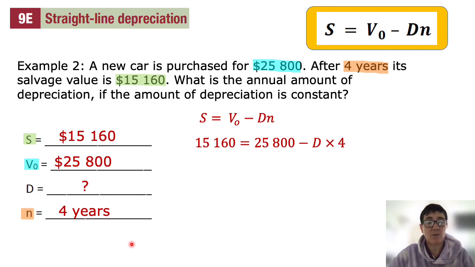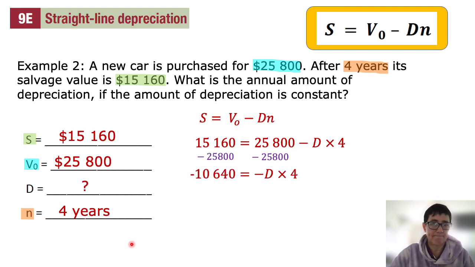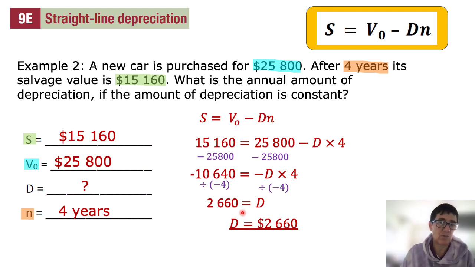So I'm going to solve this equation. First thing I'm going to do is minus that 25,800 off both sides. So now I've got this is equal to negative D times 4. So I'm going to get rid of the 4 and that negative at the same time. I'm going to divide by negative 4, both sides, and it'll tell me 2,660 is equal to D. I'm going to rearrange it to make it look good. D is equal to $2,660.